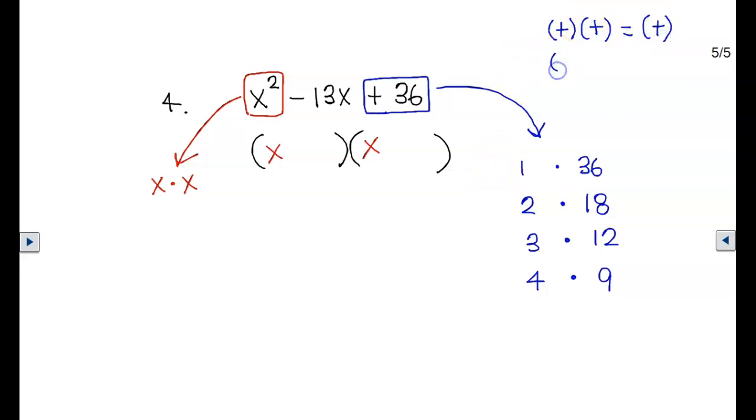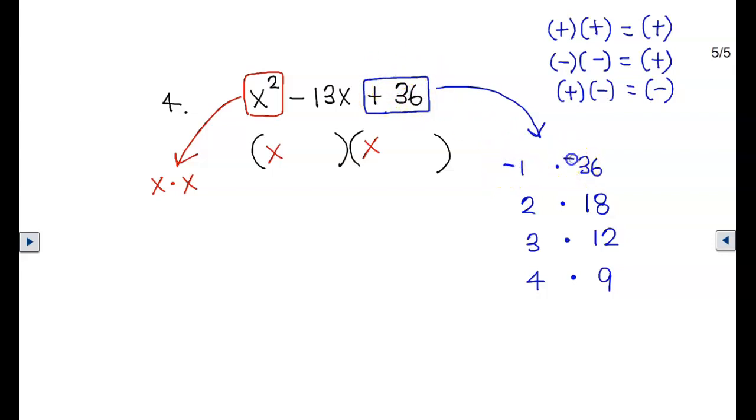You learned that if you did a negative times a negative, you would get a positive number. And if you did a positive times a negative, you would get a negative number. So it takes 2 positives or 2 negatives to get a positive answer when you're multiplying. It takes 1 negative to get a negative answer when you're multiplying. So I'm looking for a positive 36.